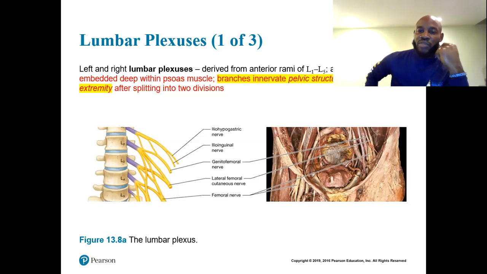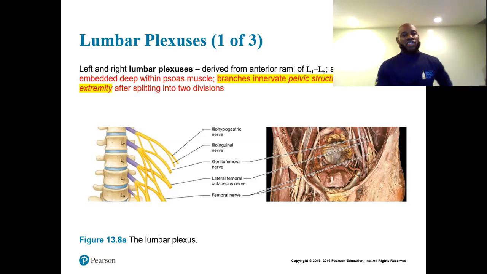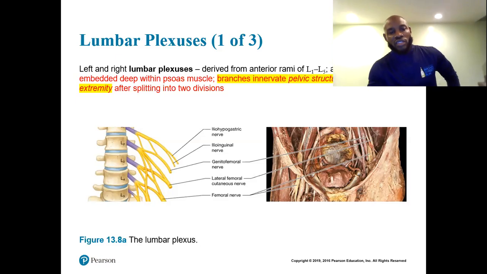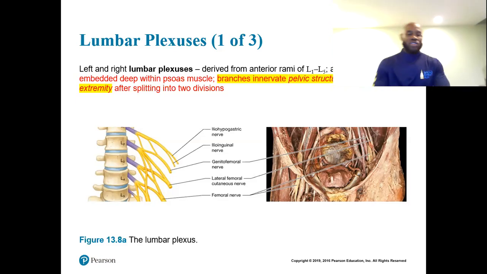Right, branches innervate pelvic structures and lower extremities. Right. Lower extremities, what are those? Your legs, right? After splitting into two divisions. So this is derived from L1 through L5, anterior to vertebrae, embedded deep within the psoas muscle.